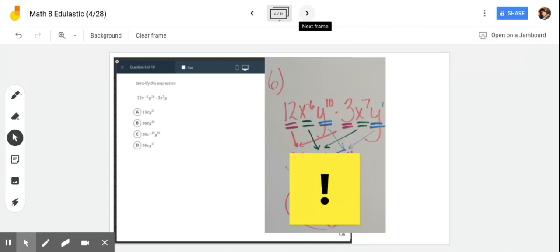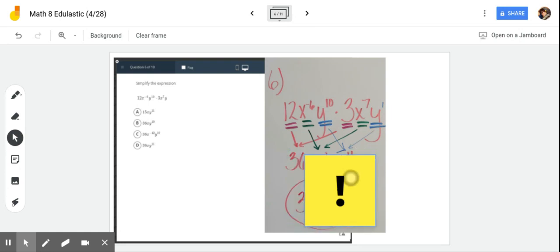Okay, we've got two terms here. We've got 12x to the negative 6, y to the 10th, times 3x to the 7th, y to the first power. Remember, there was no exponent there, so I already put that 1 in, so I don't forget that I'm going to be adding 1 here because I'm multiplying. So the rule tells you when you're multiplying with exponents, keep your base, add your exponents. First we're starting off with 12 and 3, and that's easy enough. We just multiply 12 and 3, and we get 36.